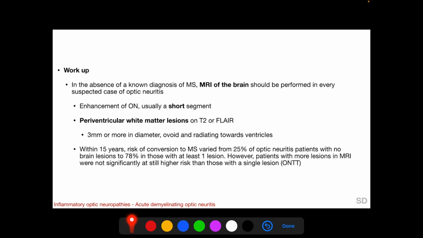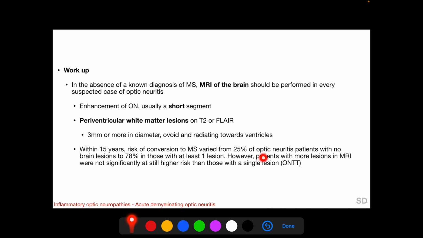towards the ventricles. Within 15 years, the risk of conversion to MS was 1/4, 25%, in optic neuritis patients with no brain lesions. So that is where the role of routine MRI brain imaging comes in optic neuritis. And if we find at least one lesion in the MRI of the brain, there is a 15-year risk of converting to multiple sclerosis in 78% of patients.